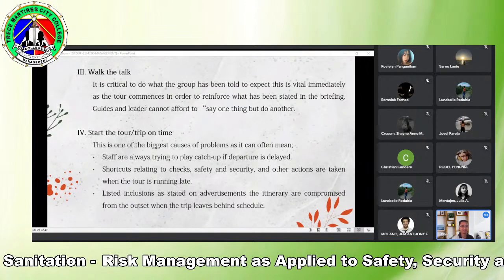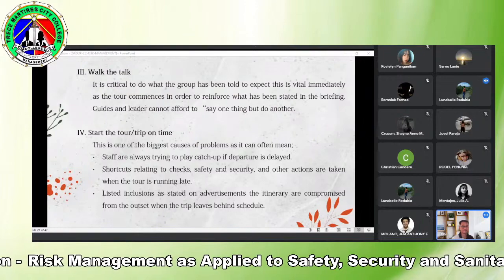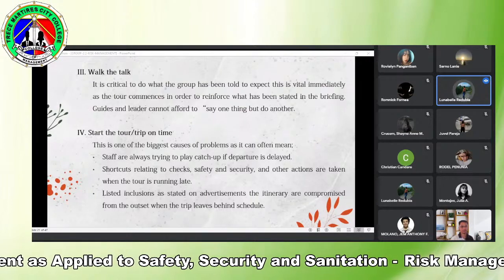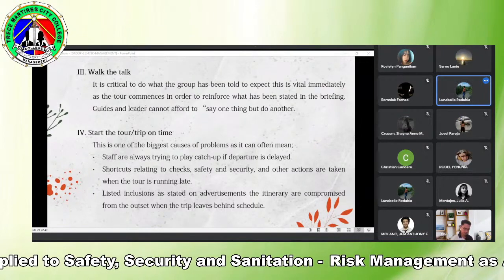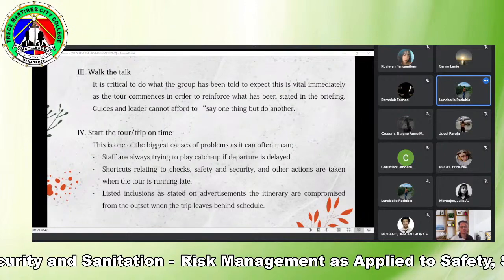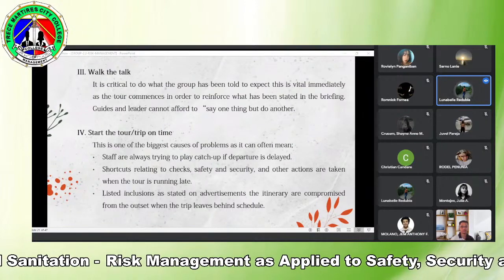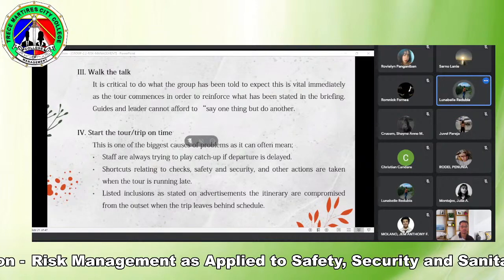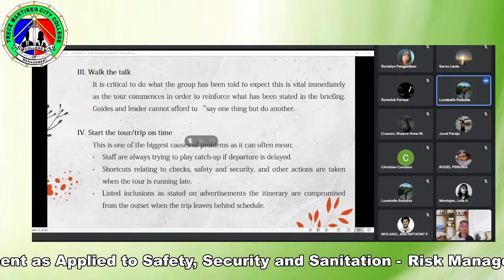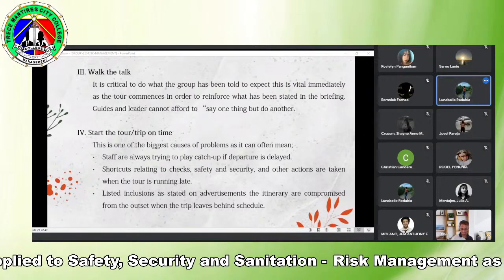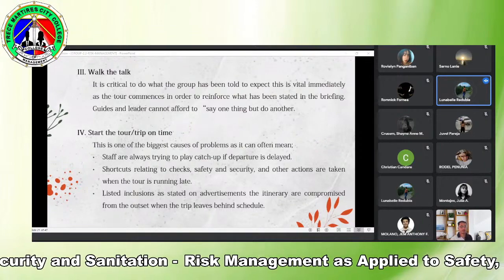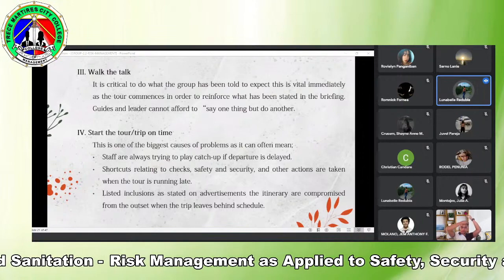Okay. Please proceed, Ms. Redubla. Start the tour trip on time. This is one of the biggest causes of problems, as it can often mean staff are always trying to play catch up if departure is delayed. Kasi maaari po itong mag-cause ng bad feedback sa company, lalo na po kung yung company mismo yung nagka-problema sa pagka-delay po ng tour.